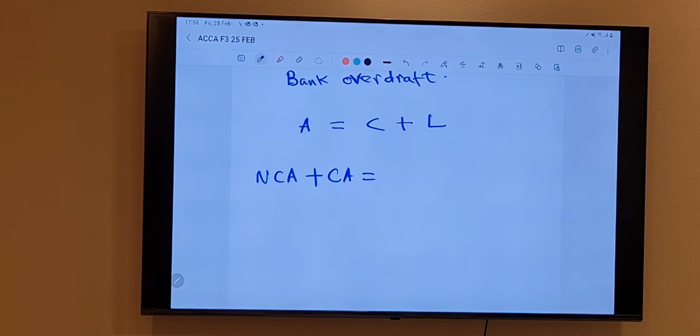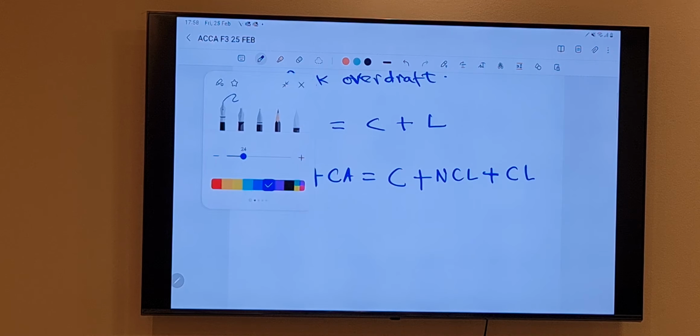You studied chemistry, so you know calcium. C plus NCL plus CL, not chlorine. Chlorine, you know? I know chlorine. So, non-current asset plus current asset is equal to capital plus non-current liability plus current liability. This is the revised equation now.